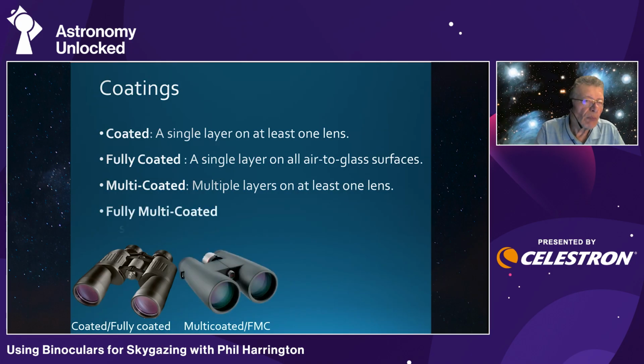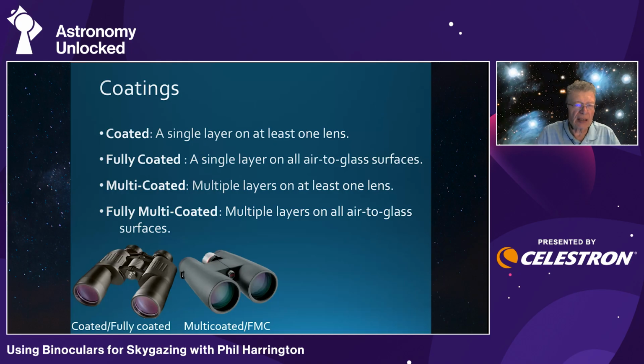Binoculars that claim to be multi-coated, the color changes to sort of a strange greenish purplish combination, as you can see in the next picture that just popped up. Using multiple layers instead of a single layer improves light transmission, and also improves contrast. So multi-coated, or better still, fully multi-coated on all air-to-glass surfaces, are about the best.